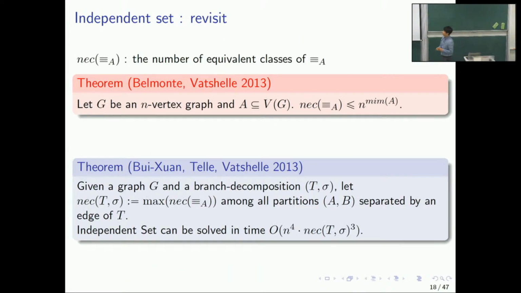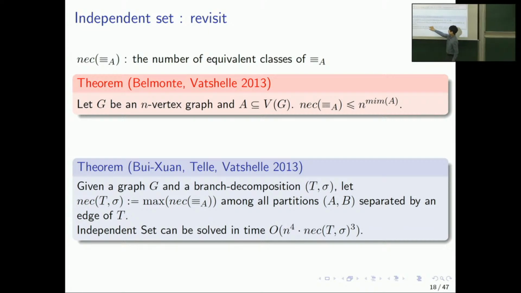The nice result by Bui-Xuan, Telle and Vatshelle in 2013 concerns this number of equivalence classes, which we denote by NEC. This number of equivalence classes is bounded by n to the mim-width of A. And in another paper by Bui-Xuan, Telle and Vatshelle, if you have a branch decomposition, then whenever you look at a cut, the maximum neighborhood equivalence classes are denoted by this, and you can solve independent set in time n to the first times this to the third. If the mim-width is bounded, like mim-width 2, then you get n to the 2 here, so this gives polynomial-time algorithms anyway.